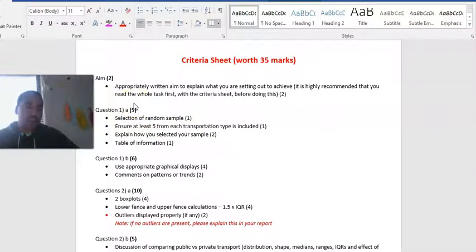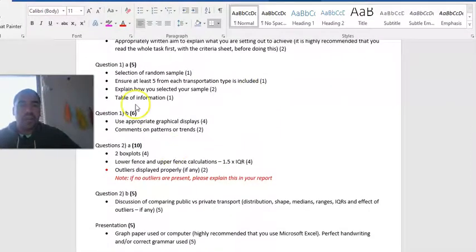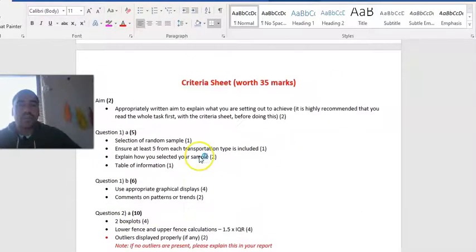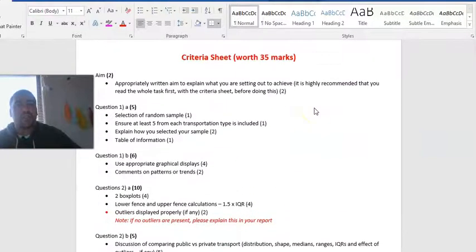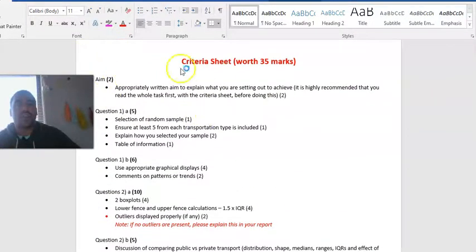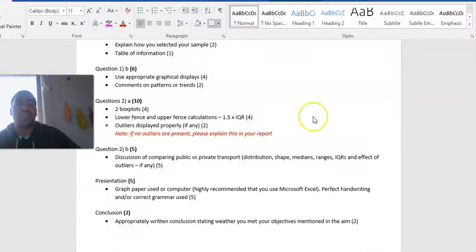Then question 1B, 2A, 2B, etc. give you a little indication of what's expected and where you should spend most of your time. Obviously the more marks a question is worth, the more detail and the more requirements are needed for that question. So don't spend so much time on your aim and then skimp over question 2A, because that's just poor time management for this assignment.